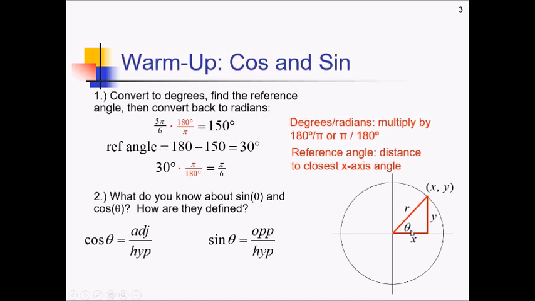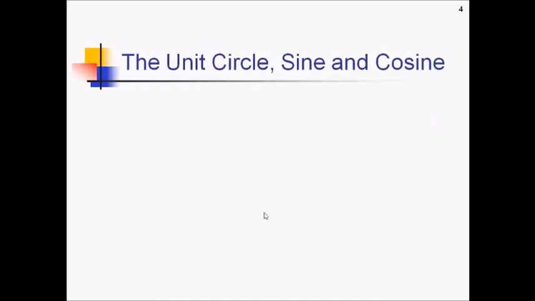Well, cosine, that's going to be adjacent over hypotenuse, so we could call that x over r. And then for sine, which is opposite over hypotenuse, well, that's going to be opposite, which is y, over the hypotenuse r. So y over r is now our new definition for sine based on y value of an angle. We're going to dig a little deeper with this circle business.